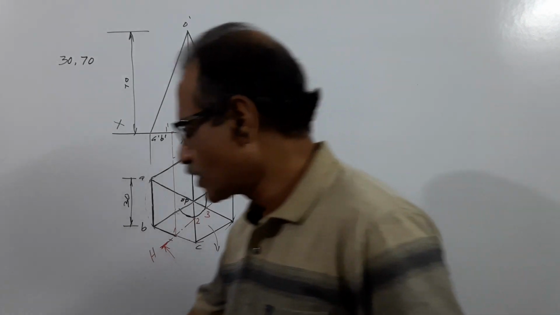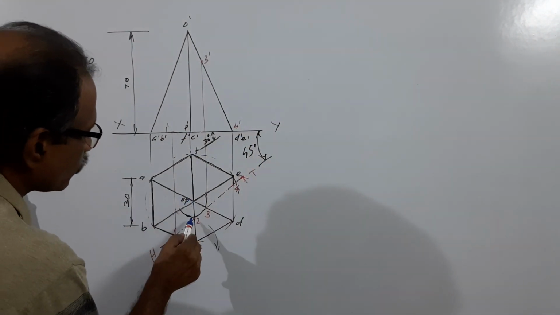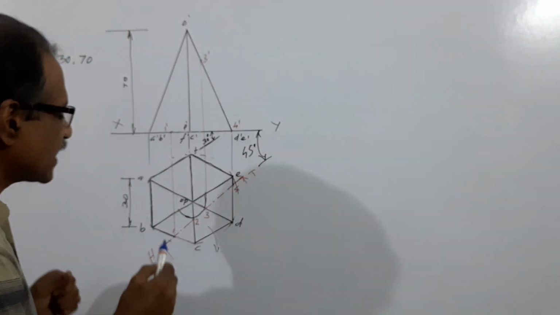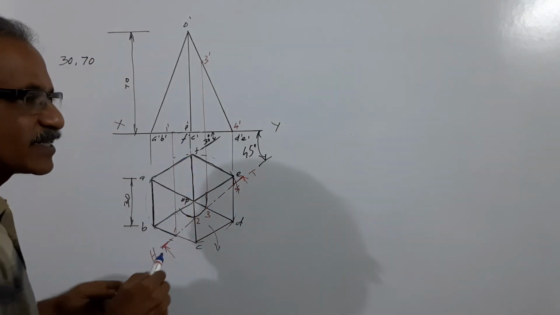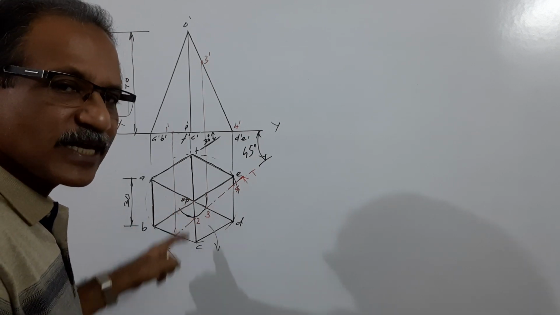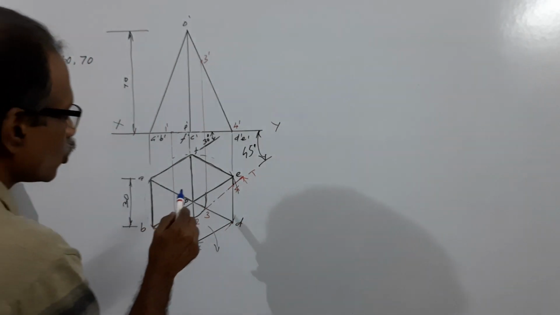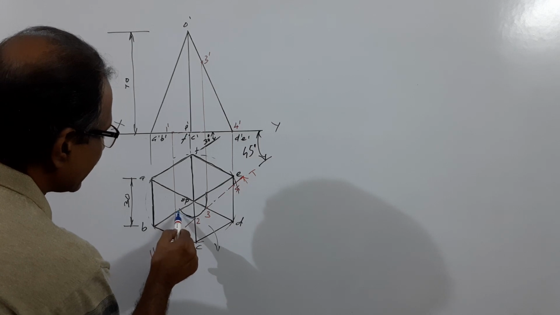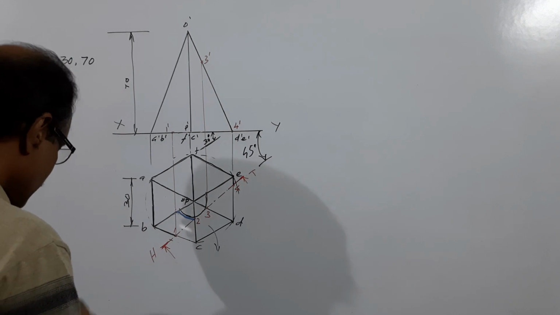What you have to do is, with O as center and O2 as radius, cut an arc on any other slant edge. What are the slant edges? OA, OB, OC, OD, OE and OF are the six slant edges. And the point 2 lies on the slant edge OC. If you project it, you will not get the point. So, with O as center and O2 as radius, draw an arc to cut any other slant edge. I cut this slant edge by an arc.